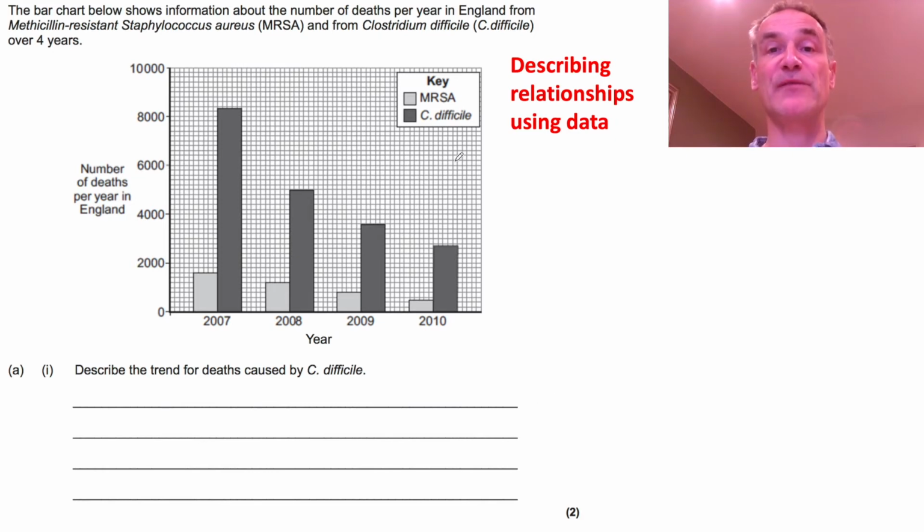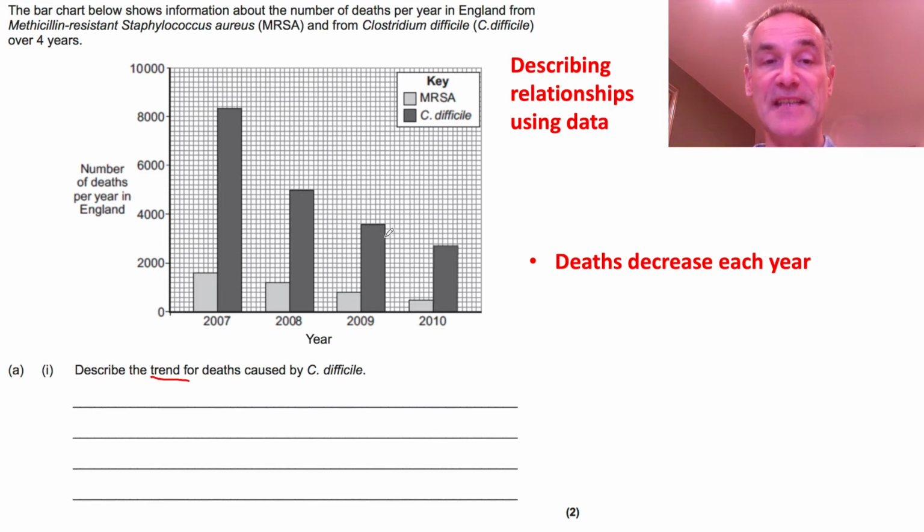Now let's have a look at describing relationships using data instead. It says the bar chart below shows information about the number of deaths per year in England. And it's from either this disease here, MRSA, or C. difficile. Now, look carefully at the graph. You can see that this is C. difficile, and this is the MRSA. And it says describe the trend in deaths caused by C. difficile. Trend means pattern. So you can clearly see that as I increase the number of years, then the number of deaths from C. difficile decreases. That's the first thing I can say. So the deaths decrease each year.